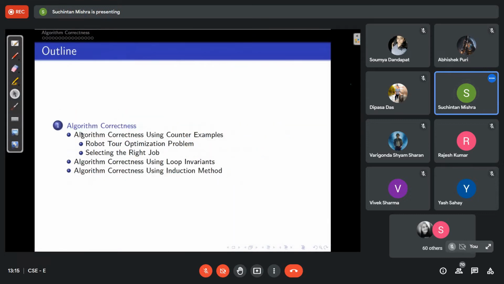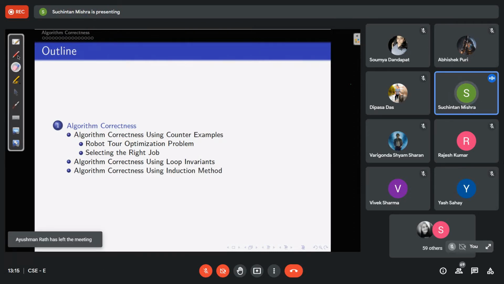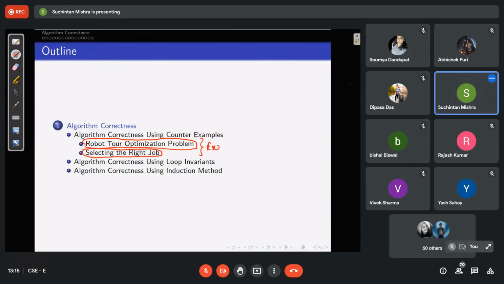So now, if I just go through the outline, this is what we are going to learn today. This is the important point. So these are the two examples that we are going to see, and we are going to see how you can prove that two given algorithms, for these two examples, are always incorrect. So we will find counter examples to show that these algorithms are incorrect.